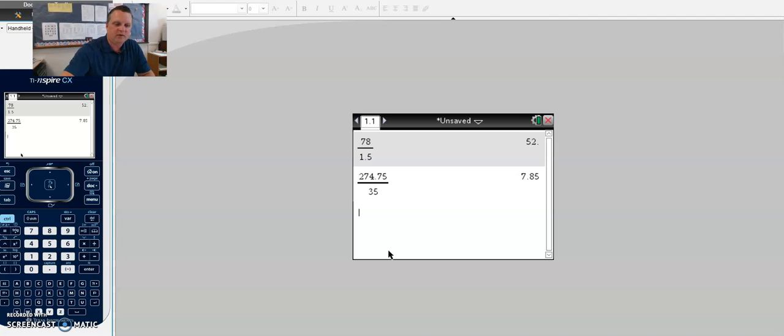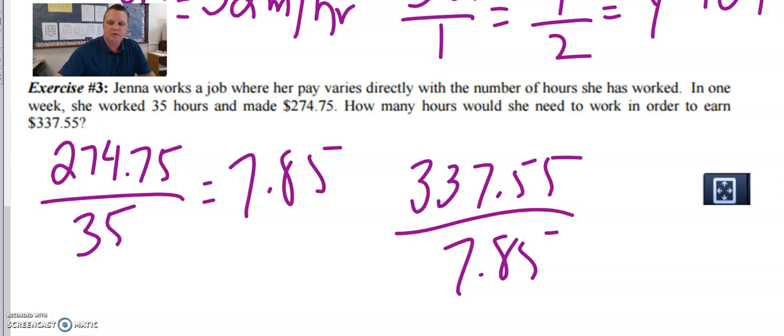So back to your calculator: 337.55 divided by 7.85, and you get 43 hours. So she needs to work 43 hours. That's her work week to make $337.55.